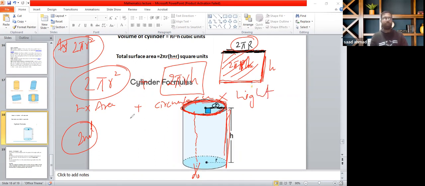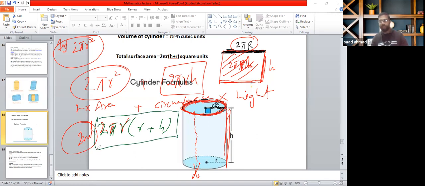So we can simplify. We can take 2 pi r as common, and then the inside will be just r plus h. So radius plus the height. This is a simplified quick formula, and these other ones are a little expanded, but they give you more idea about how we actually formed it. This one is for if you want to do the quick calculation, just use this.